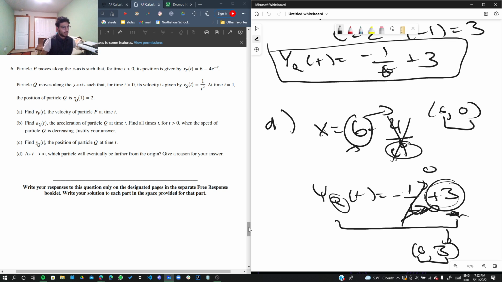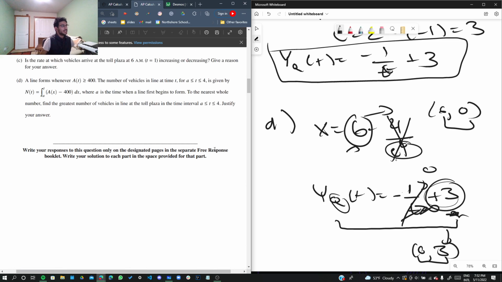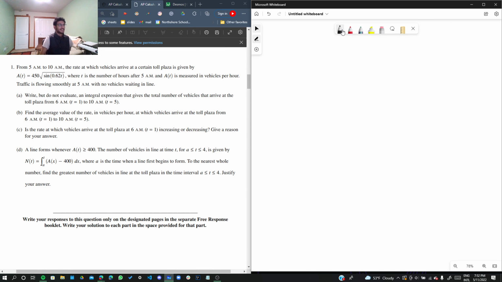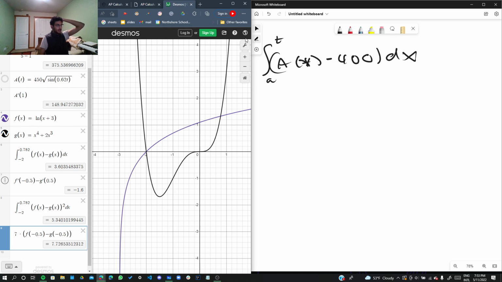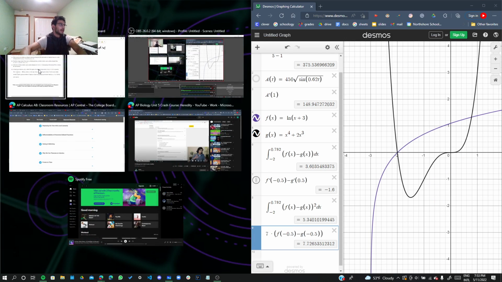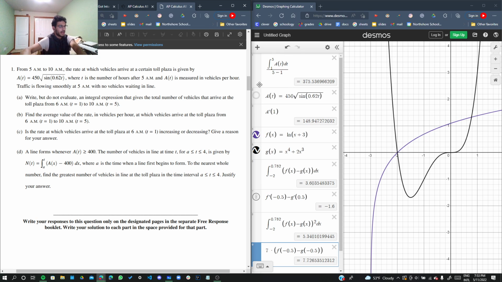All right, let's do that last question, 1D, because honestly, I kind of left it blank on the test. But we'll see. A line forms when the integral of A of x minus 400 dx from A to t. The line forms whenever A of t is greater than 400. A is first to the nearest number. Find the greatest number of vehicles. All right, so here, I'm just going to bring this to the right-hand side. Then we have this A of t right here.